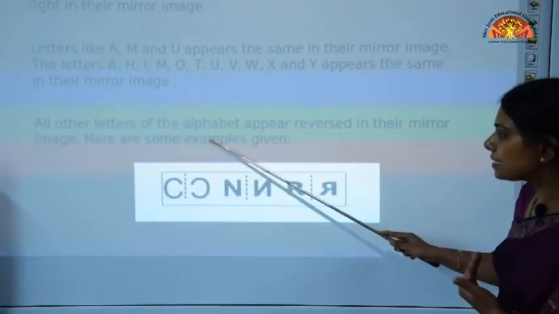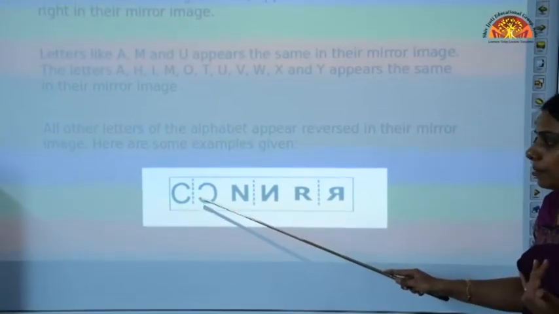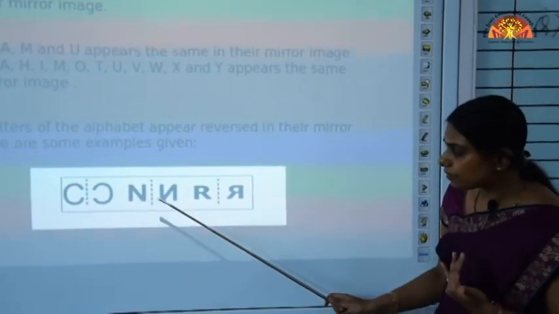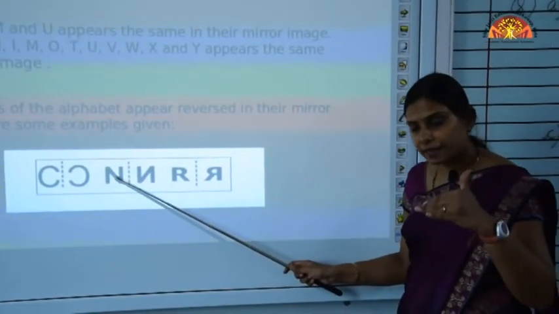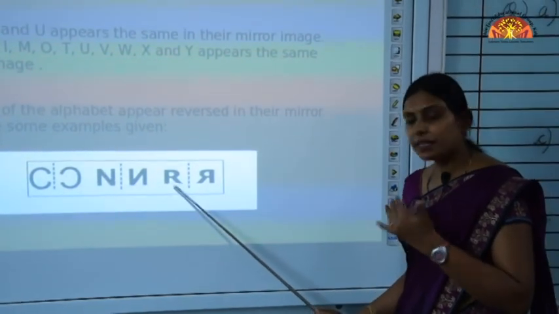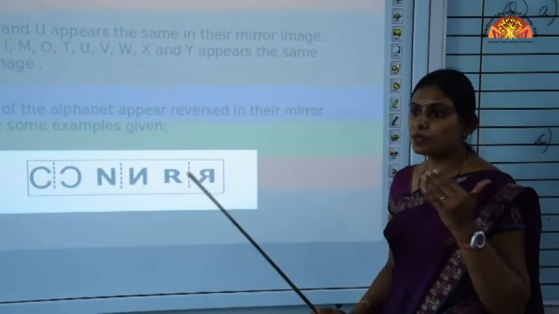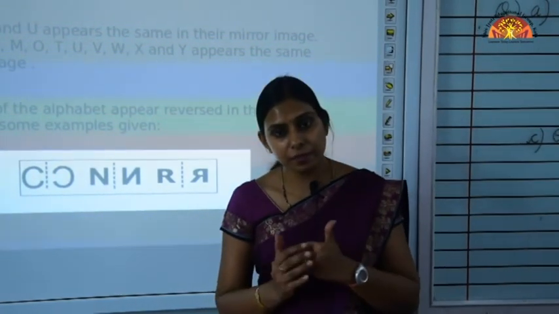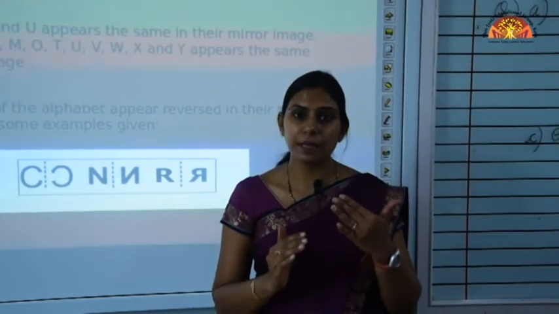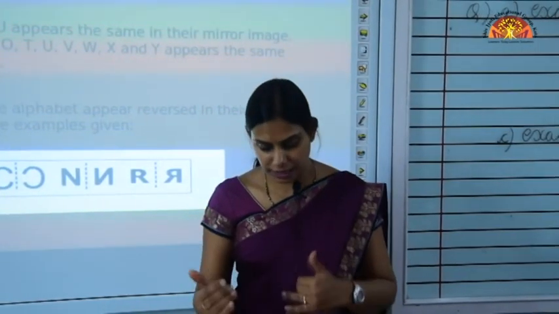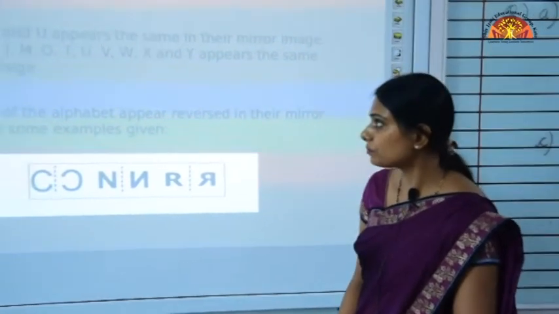Here are some examples given. For example, C appears to be reversed in the mirror image. Similarly, when you see the letter N, it appears to be reversed. Similarly, R appears to be reversed. Some of the alphabets appear the same in the mirror image, and some of the alphabets appear reversed or inverted in the mirror image.